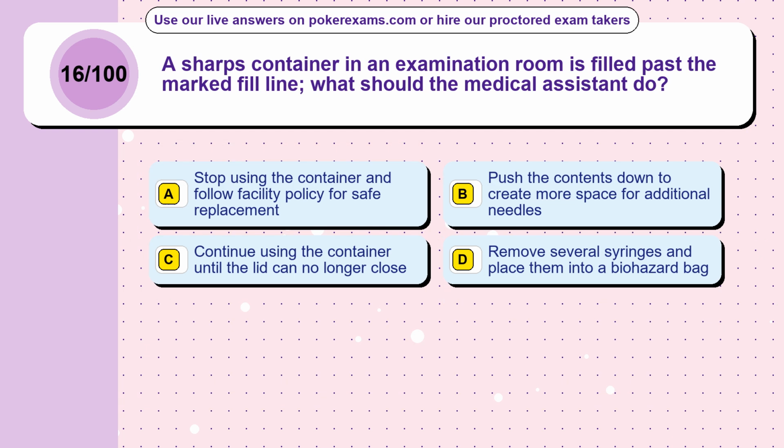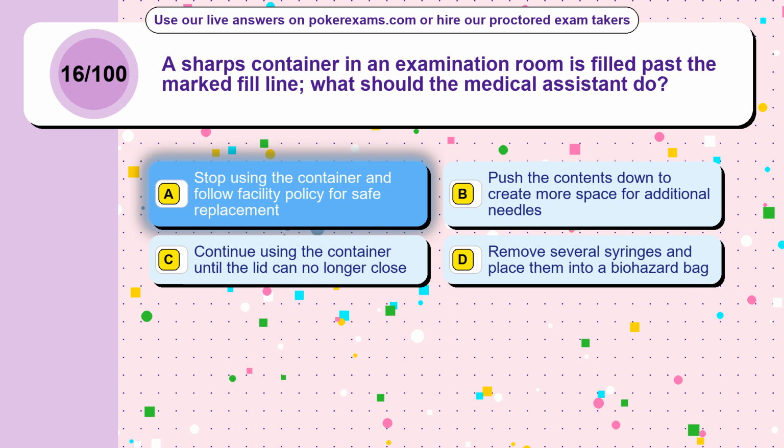Question 16. A sharps container in an examination room is filled past the marked fill line. What should the medical assistant do? Option A. Stop using the container and follow facility policy for safe replacement. Option B. Push the contents down to create more space for additional needles. Option C. Continue using the container until the lid can no longer close. Option D. Remove several syringes and place them into a biohazard bag.